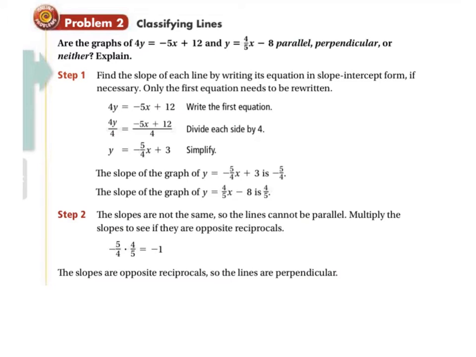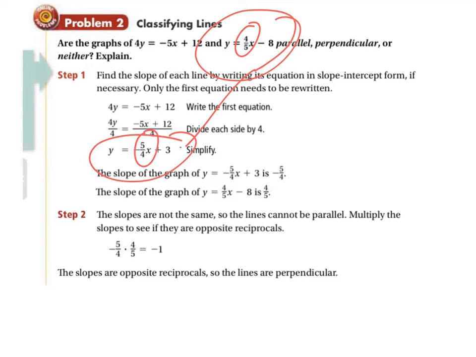So again, to review that, put them in the same form. So in this case, put them both in slope-intercept form. And I'll even write with a marker here, this one and this one, slope-intercept form. Look at their slopes. If they're opposite reciprocals, it makes them perpendicular.